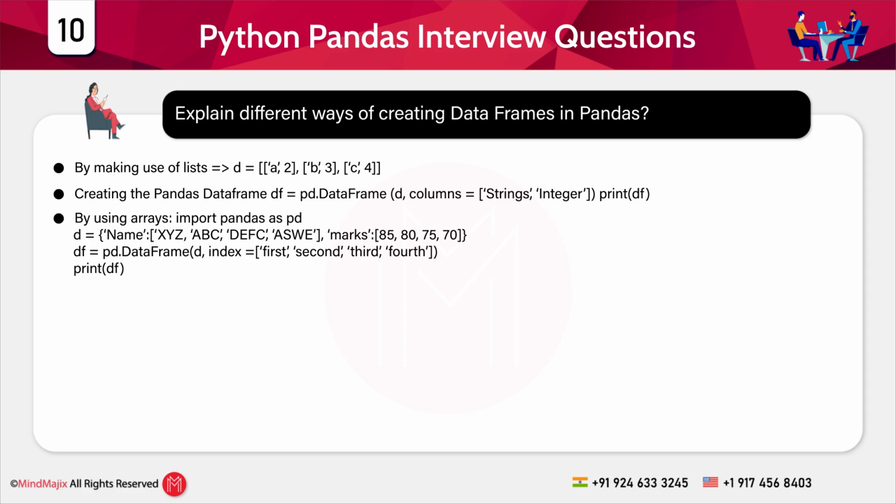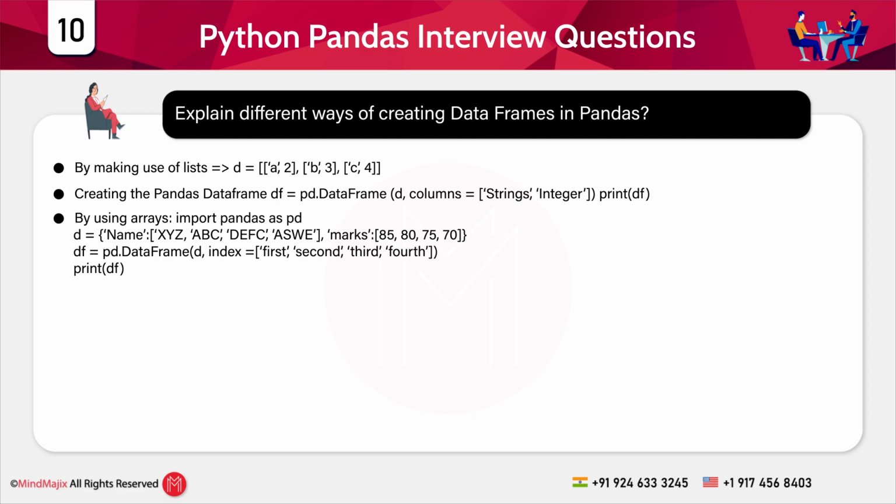Then we can create a data frame by using arrays. For this, you can import pandas as pd, then define d in curly braces, which is nothing but a key-value pair. As you can see, this is the key and this is the value. Name: XYZ, ABC, DEFC, ASW, any random names. And then you have the marks. For marks, we have 85, 80, 75, 70. And in this data frame we use pd.DataFrame, specify d, and the index is first, second, third, fourth.